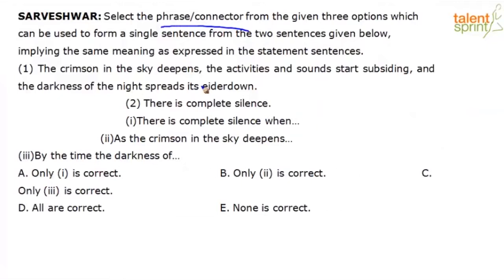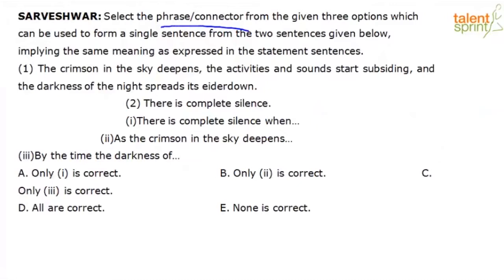Options: as the crimson in the sky deepens. Okay. First option is there is complete silence when. Option 2, as the crimson in the sky deepens. Option 3, by the time the darkness of the night. So you have 5 choices: only 1 is correct, only option 2 is correct, only option 3 is correct, all are correct, none is correct. Let's quickly look at it.